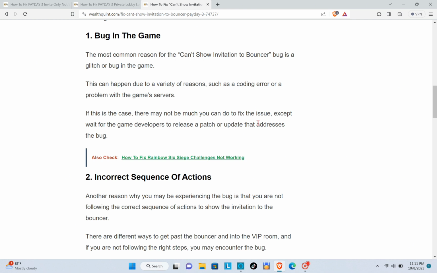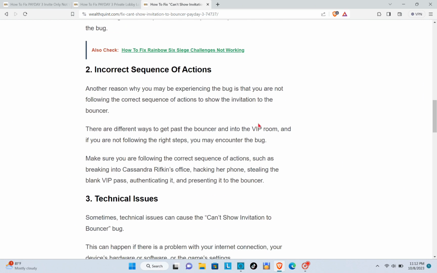Another reason why you may be experiencing the bug is that you are not following the correct sequence of actions to show the invitation to the bouncer. So there are different ways to get past the bouncer and get into the VIP room. And if you're not following the right steps, you might encounter the bug. Make sure you are following the correct sequence of actions, such as breaking into Cassandra Rifkin's office, hacking her phone, stealing the Block VIP pass, authenticating it, and presenting it to the bouncer.